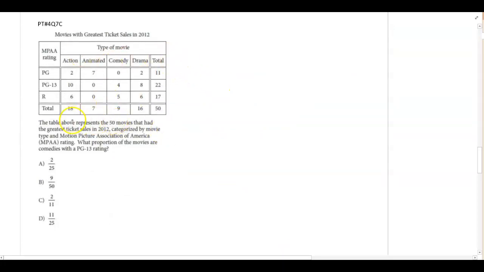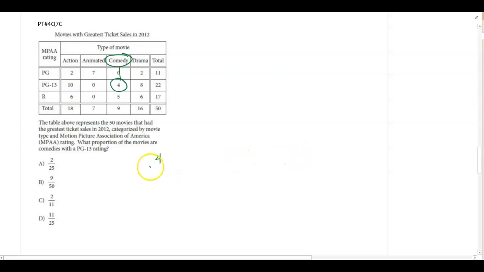So right away here, the table above represents the 50 movies that had the greatest ticket sales in 2012, categorized by movie type and Motion Picture Association of America rating. What proportion of the movies are comedies? So we have comedies with a rating of PG-13. So, 4 movies were comedies with a rating of PG-13.